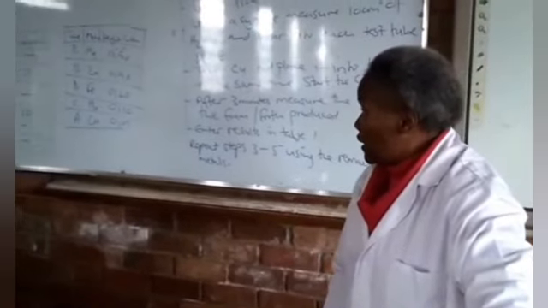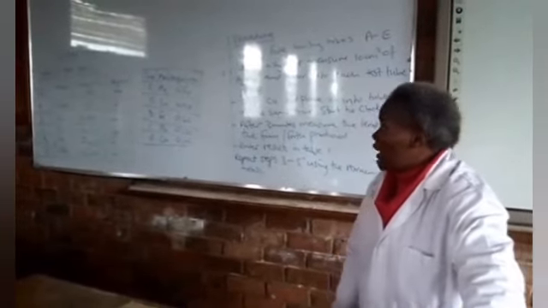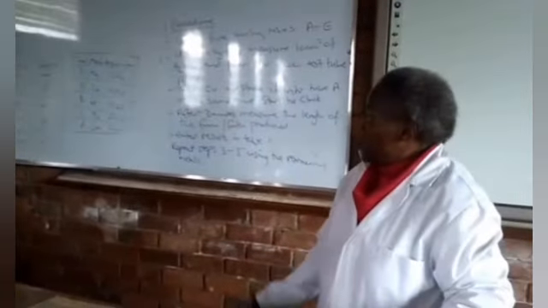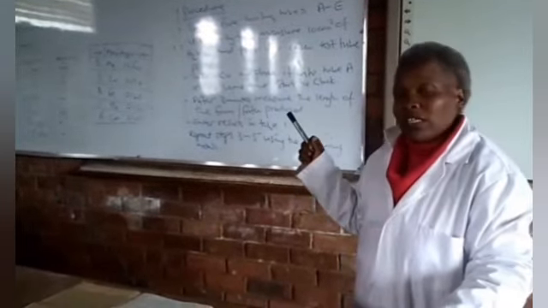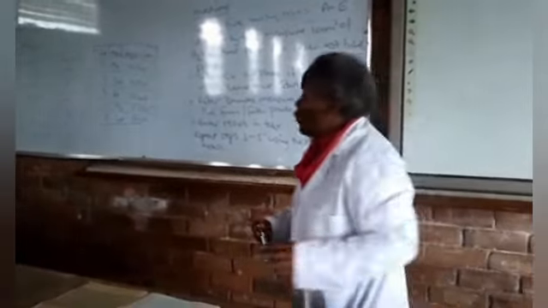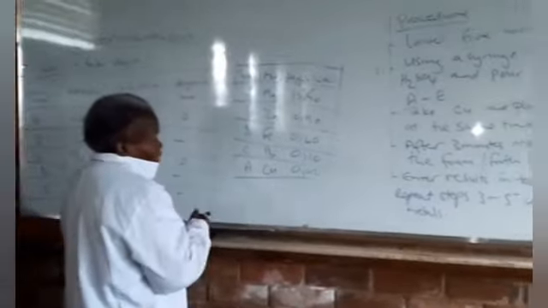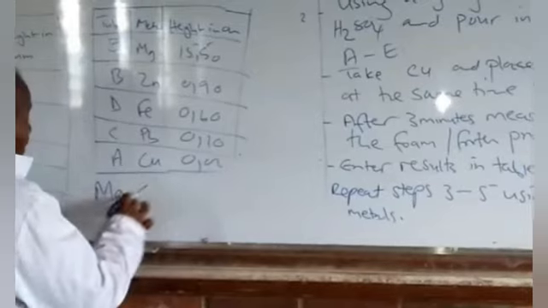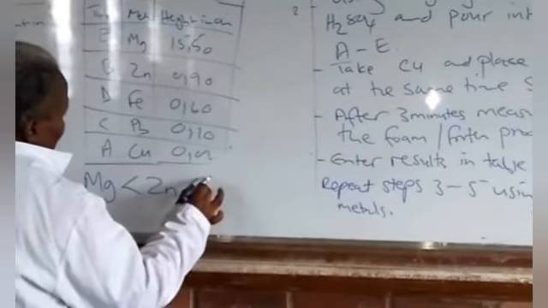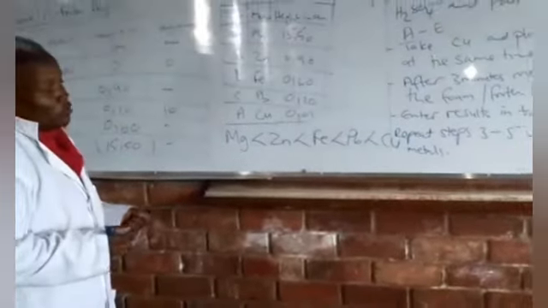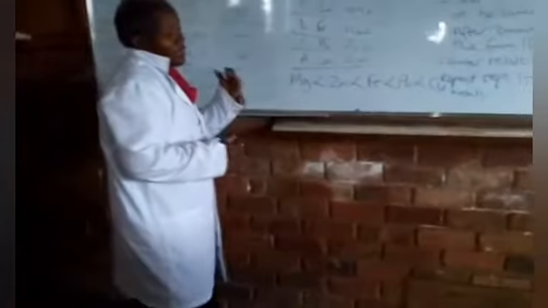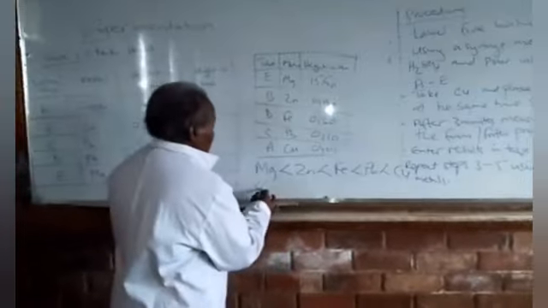So at the end of the day, we can now conclude. In our conclusion, we have to now determine the order of reactivity using our results, and we can now write the order in terms of decreasing or increasing order. So with decreasing order, I will simply write, I use less than signs. But if I was to represent this order in terms of increasing order, then it will mean I have to start with the smallest, copper.